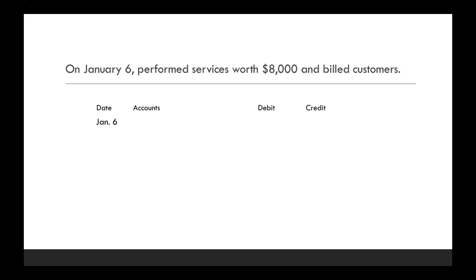So accounts receivable is an asset. So we want to increase that asset, so we debit accounts receivable, and then we credit service revenue. And you'll notice the account being debited is always listed first. Now, how much do we want to debit accounts receivable for and credit service revenue for? That's where that $8,000 comes in. Because we billed our customers $8,000 and we performed services worth $8,000.